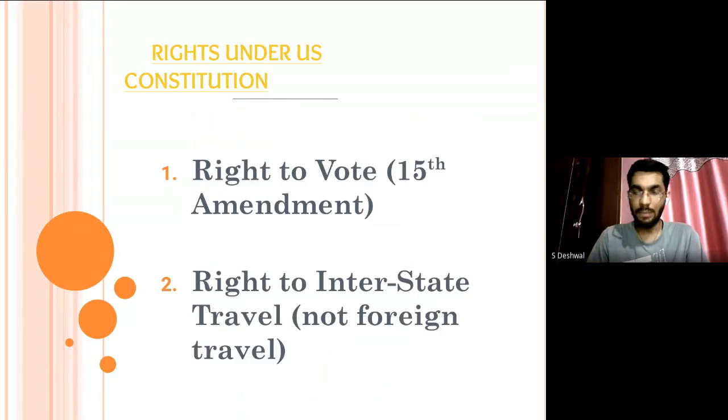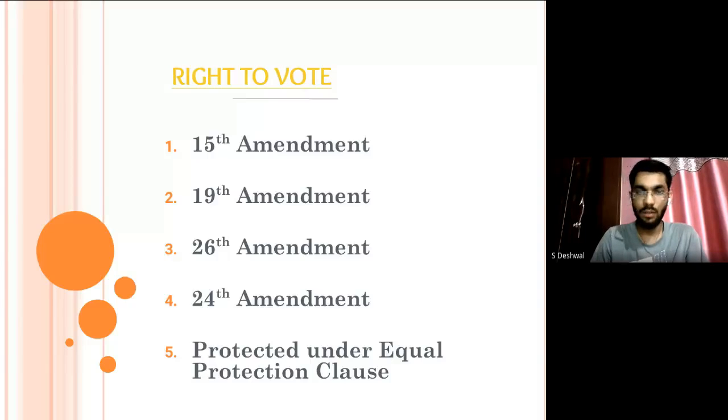So please write down certain amendments. Write down the 15th Amendment. Further write down the 19th Amendment, 26th Amendment, 24th Amendment, and this Equal Protection Clause under 14th Amendment. So these are the certain provisions that contain provisions relating to right to vote. So this includes 15th Amendment, 19th Amendment, 26th, 24th, and this 14th Amendment. That means this Equal Protection Clause.